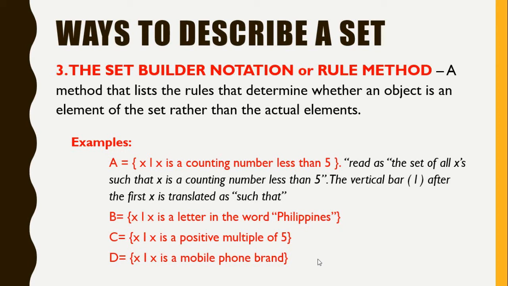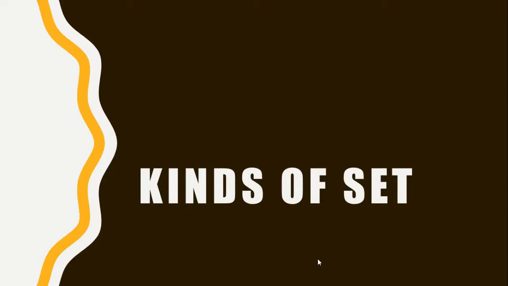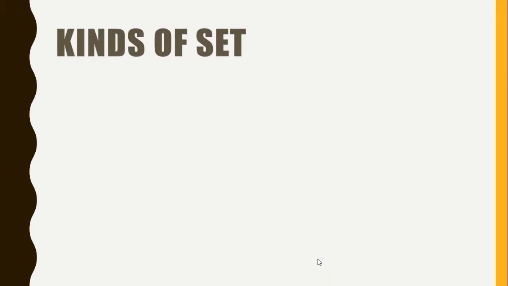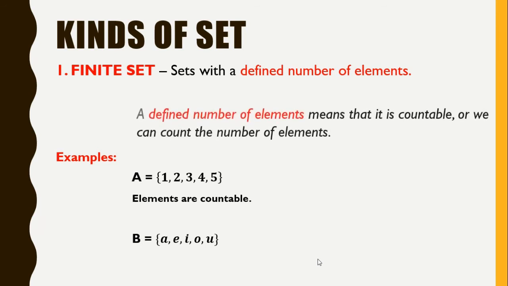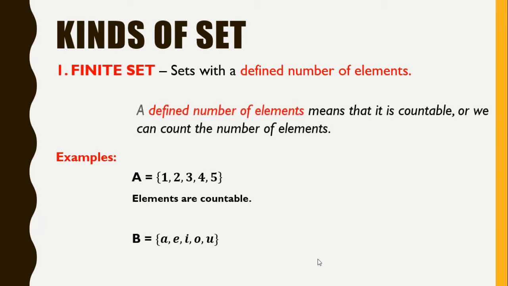Okay. So again, the three methods are listing, verbal description, and this one, the rule method. Okay. So our next topic is kinds of sets. I believe there are 4 kinds of set dito sa ating topic ngayon. The first one is called finite set. These are sets with a defined number of elements. And when we say defined number, it means that it is countable, or we can count the number of elements.